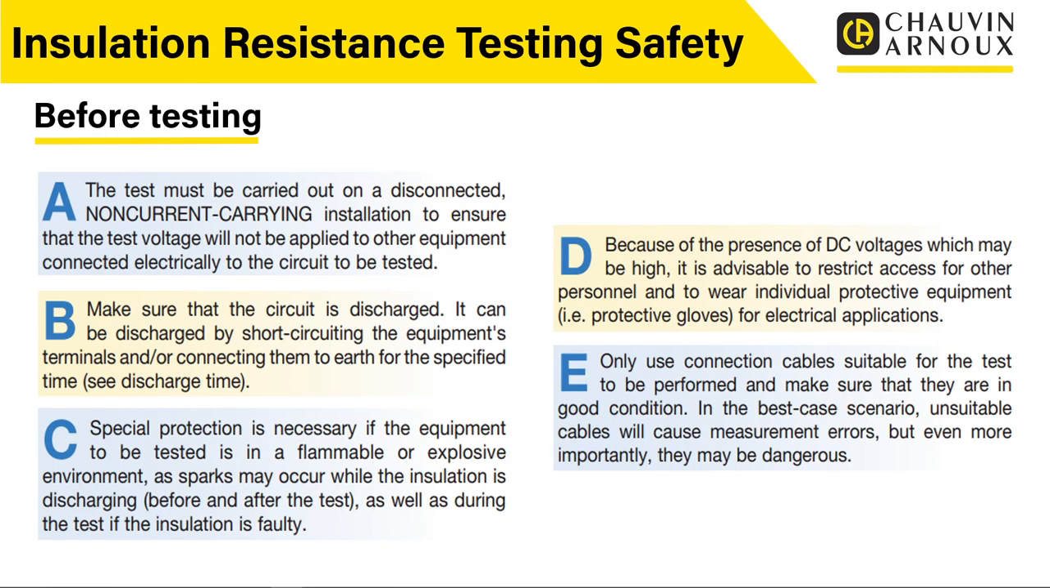So C, special protection is necessary if the equipment to be tested is in a flammable or explosive environment, as sparks may occur while the insulation is discharging before and after the test, as well as during the test if the insulation is faulty. So again, we talked about just knowing your environment, being in control of your environment. We are using voltages that could cause a spark. So if there's a fault or there's pieces of equipment that are quite close together, we could get a spark. So if we're in environments with potentially explosive atmospheres, we've got to be very, very careful. So always consider that.